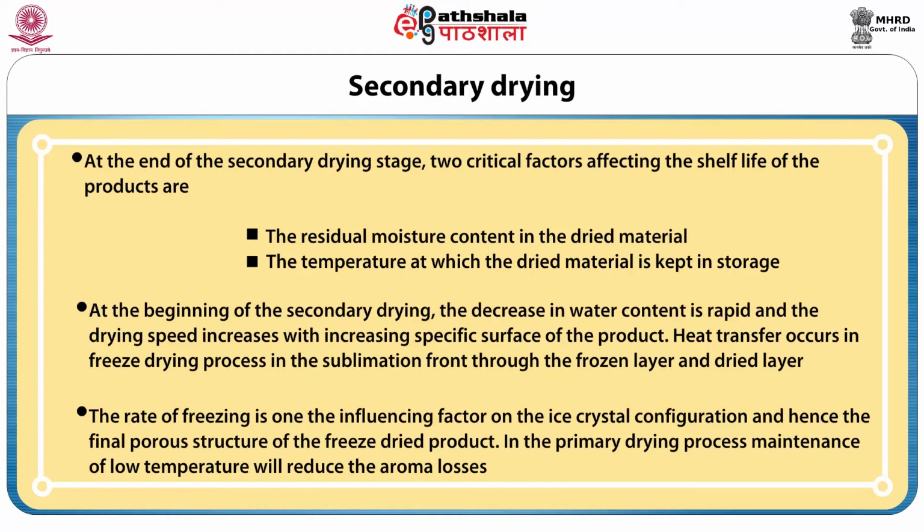At the beginning of the secondary drying, the decrease in water content is rapid and the drying speed increases with increasing specific surface of the product. Heat transfer occurs in the freeze drying process at the sublimation front through the frozen layer and dried layer. The rate of freezing is one influencing factor on the ice crystal configuration and hence the final porous structure of the freeze dried product. In the primary drying process, maintenance of low temperature will reduce the aroma losses.